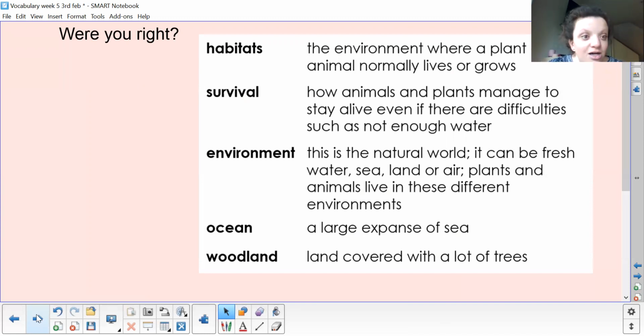An ocean is a large expanse of sea. So it's bigger than the sea, it's really, really large, and it goes on and on and on. Woodland is a land covered with lots of trees, which we saw in that picture that we looked at a moment ago.